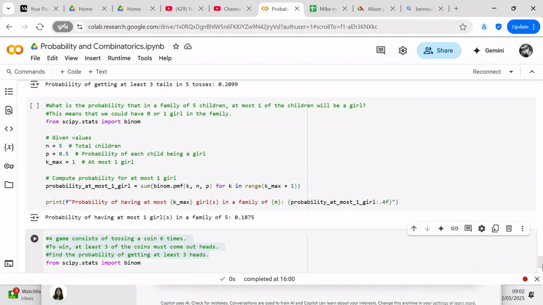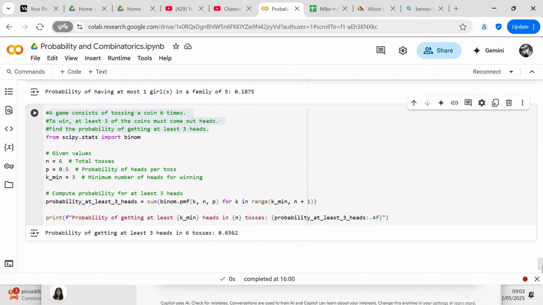And the desired at most 1 girl, k_max equals 1. So compute the probability for at most one girl: probability at most one girl equals sum of binom.pmf(k, n, p) for k in range(k_max + 1). And then we print the probability, and it's going to be 0.1875.